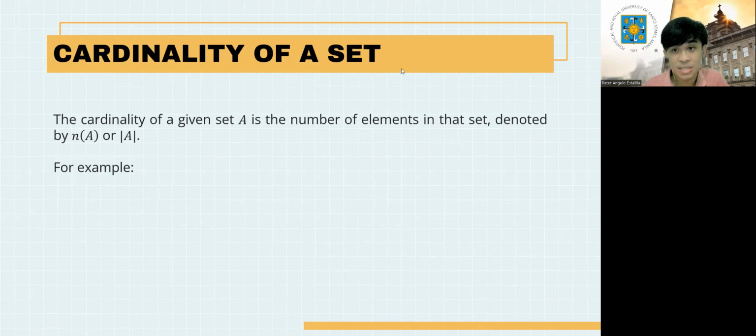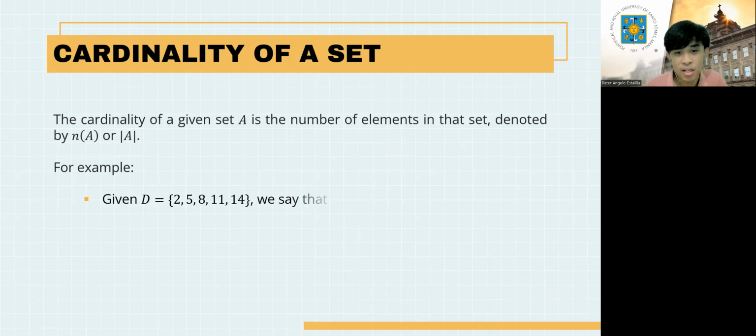Cardinality of a set. So, basahin natin yung definition. The cardinality of a given set A is the number of elements in that set denoted by n of A or absolute value of A. Alright? So, ibig sabihin, kung ilan yung number of elements in that set, bibilangin lang natin. That's the cardinality of a set. So, tandaan niyo yung clue word natin, cardinal. Di ba? Pag cardinal, bibilang tayo. So, pag hinahanap natin yung cardinality ng isang set, bibilangin lang natin yung elements nila.